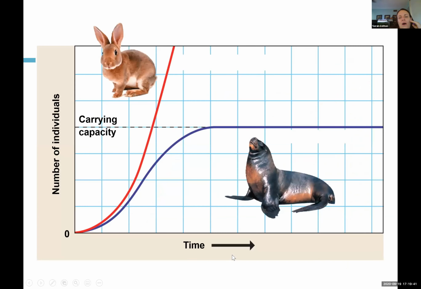And so here's a side-by-side comparison between an animal that experiences, what was the J-shaped one called? What was that called again? Exponential growth. And an animal that experiences logistic growth. Very good. Okay. So side by side, right? Exponential, logistic. There you go.